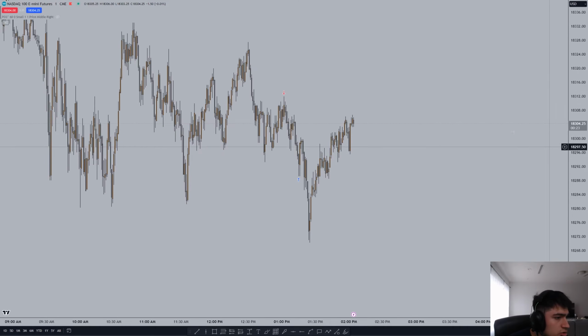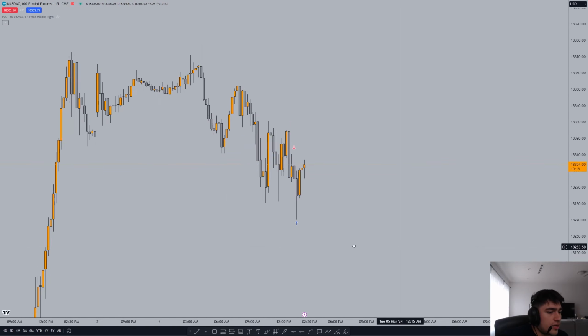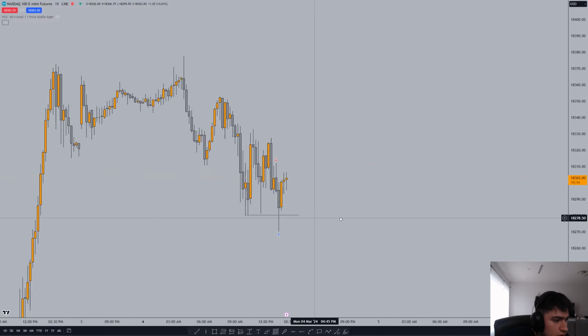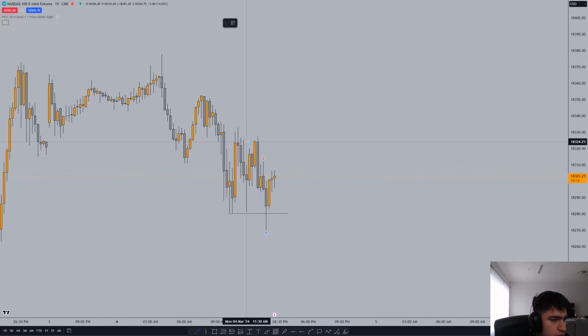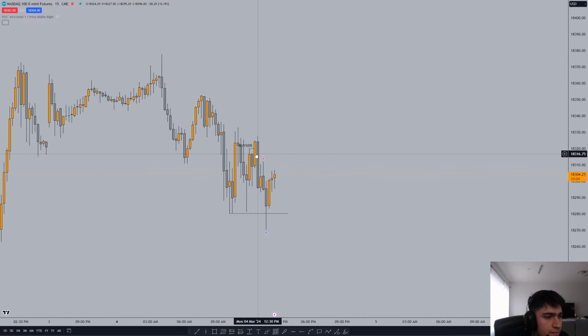This is the trade that I took right here. Coming into this, I saw we had relative equal lows down here, and then we ended up sweeping buy side liquidity here. We swept buy side liquidity. Let me put this, boom, boom.